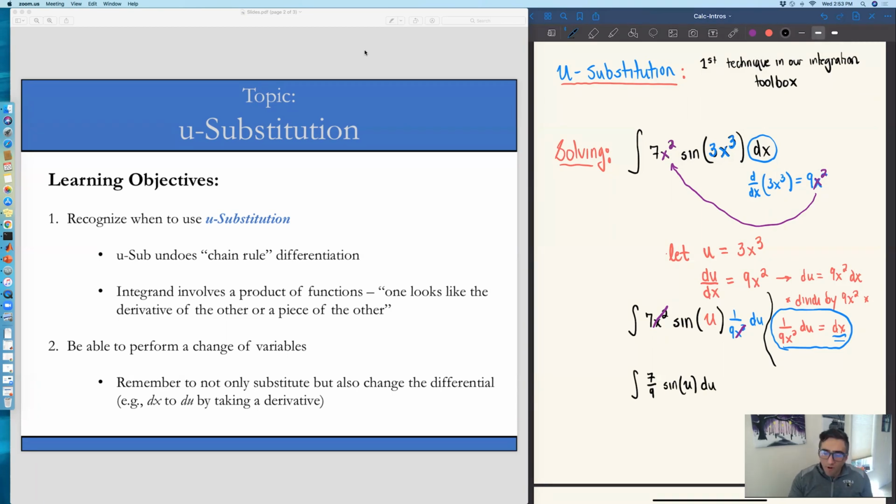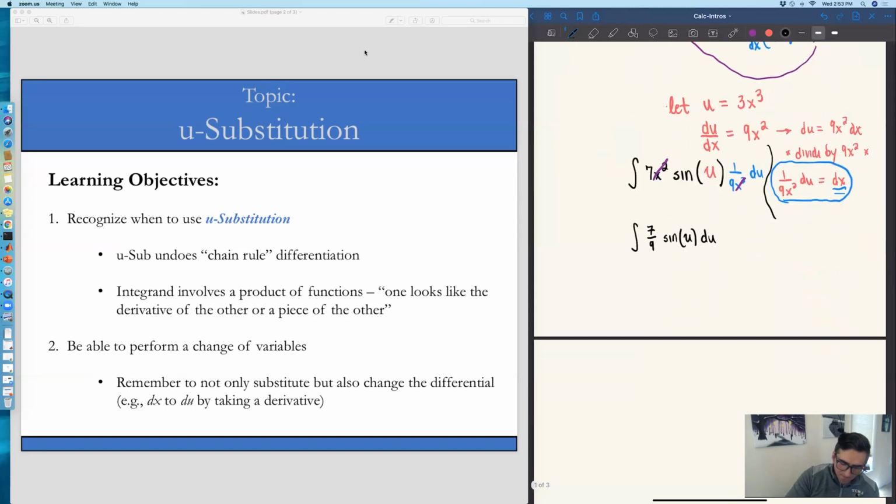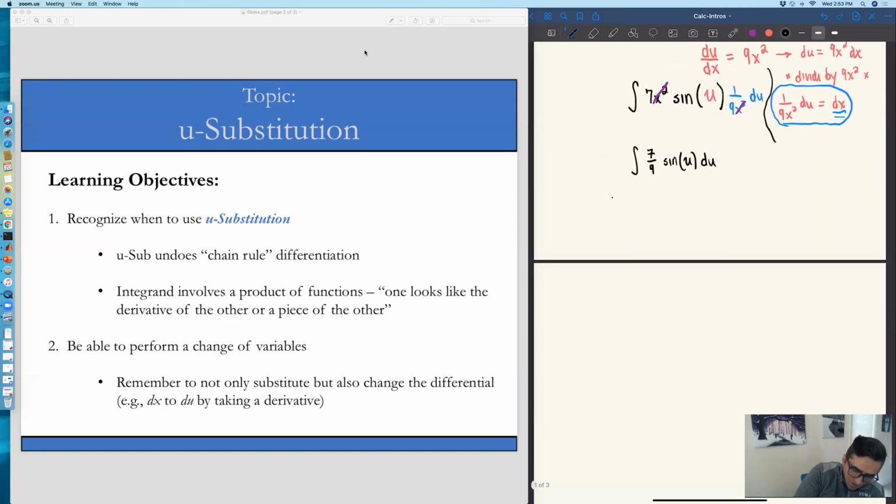And using our integration rules, we know that 7 over 9 we can pull out in front, since that's just a constant. It doesn't depend on our integration variable u at all. So we really just have to ask ourselves, what is the antiderivative of sine? Hopefully we can all recall that that's equal to minus cosine of u. So our antiderivative in this case is minus 7 over 9 cosine of u plus our integration constant c.